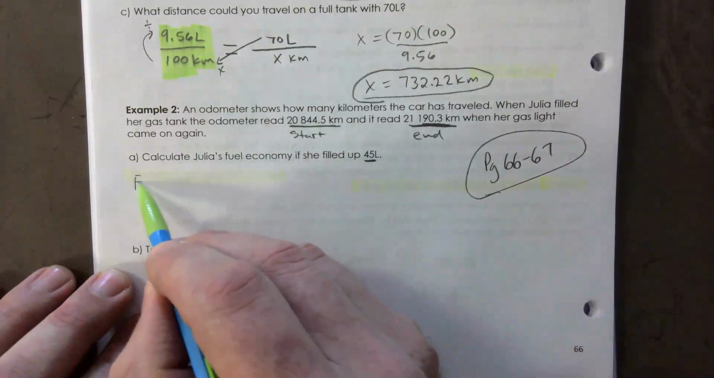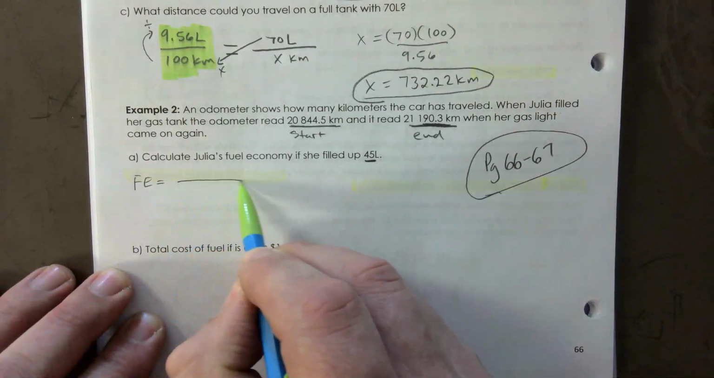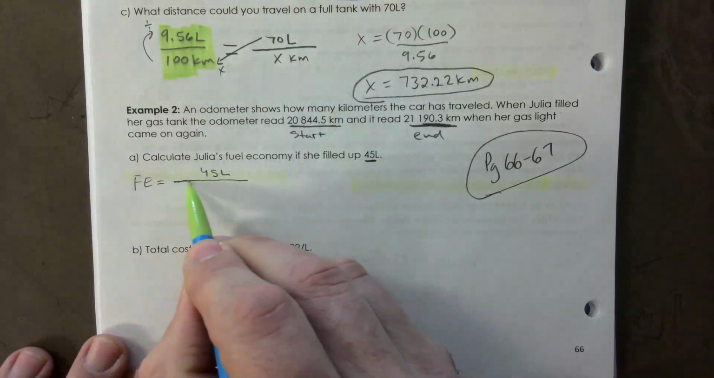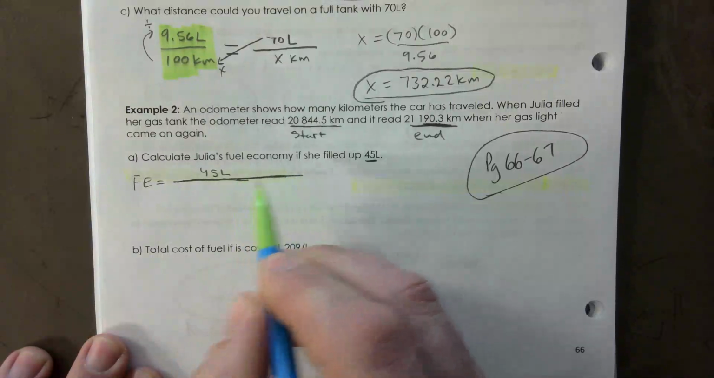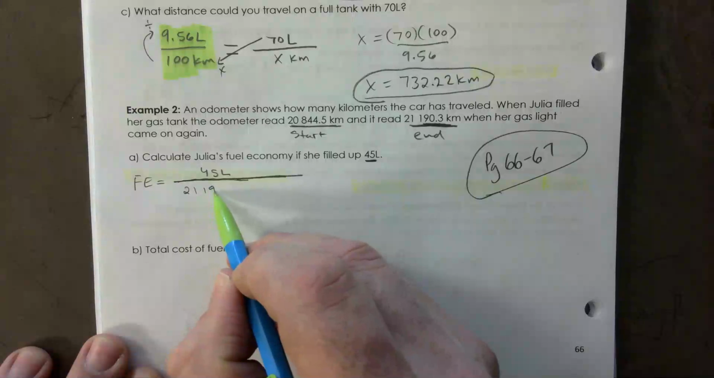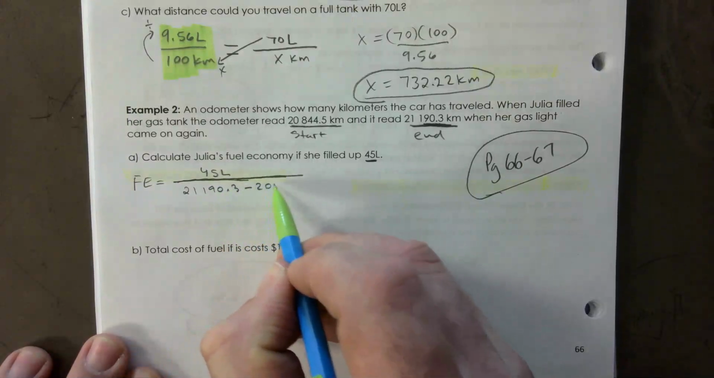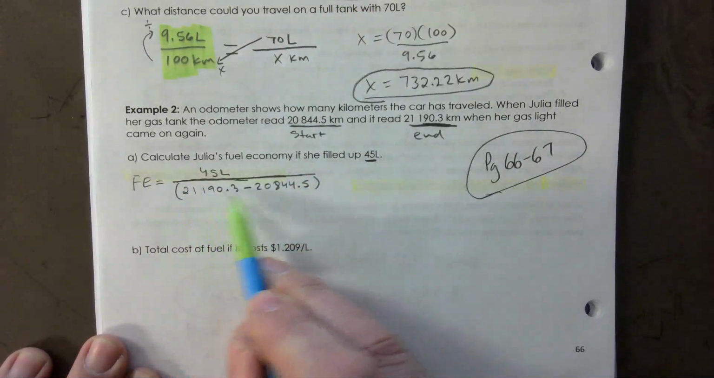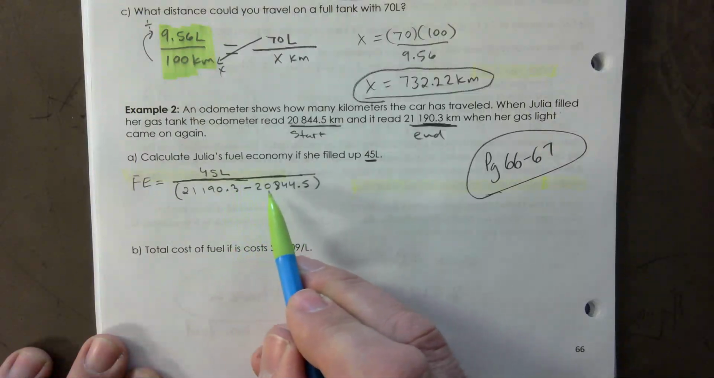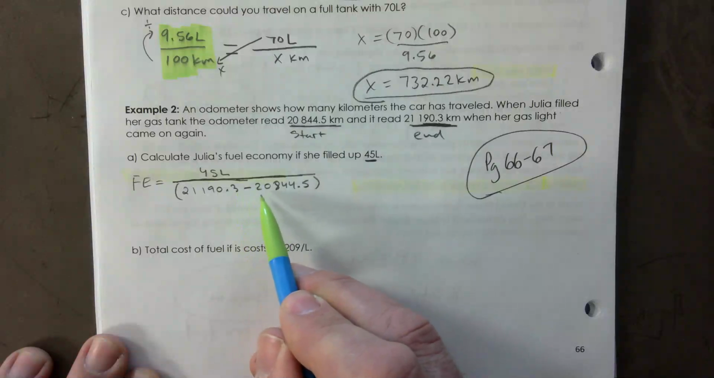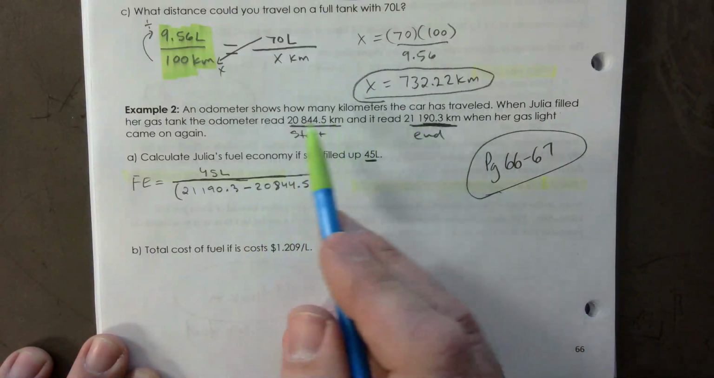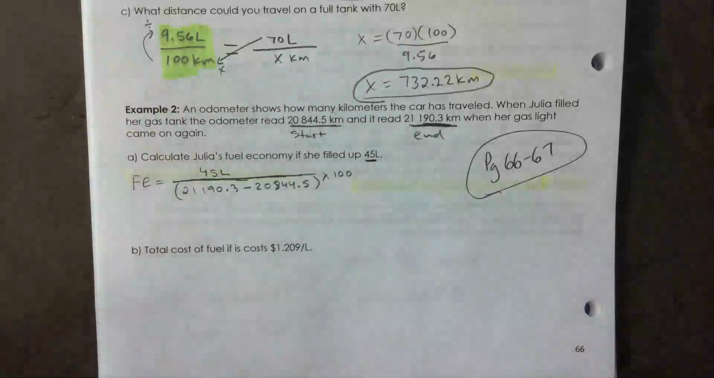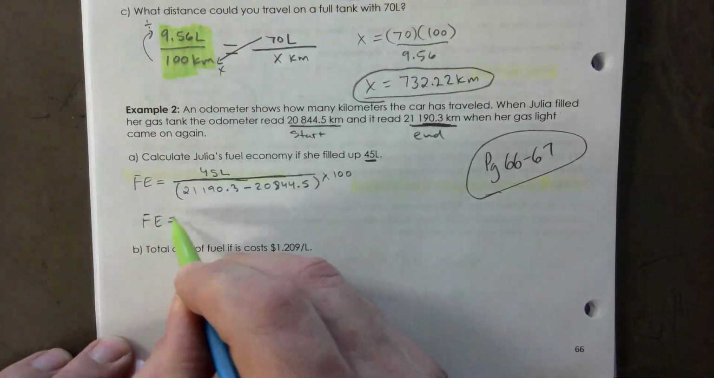Okay, so we're going to go like this. Fuel economy requires the liters, okay, it's 45. And the denominator, it's going to look a little ugly. But I think you're going to understand what's happening here. What is happening down here? I'm figuring out the distance I've traveled, right? So if you subtract your end and your start value, you're going to figure out the kilometers you've traveled. So yes, my formula looks weird, but you'll be fine.